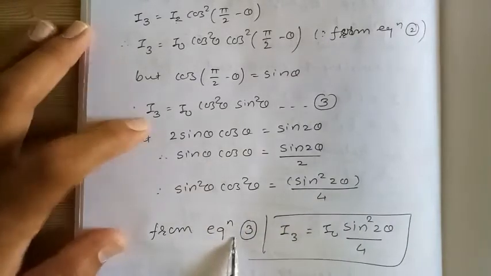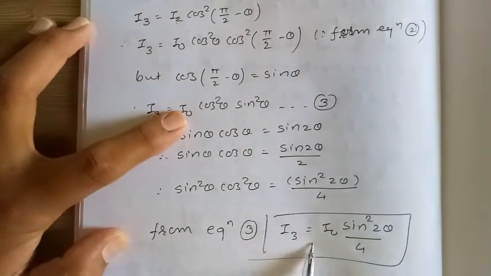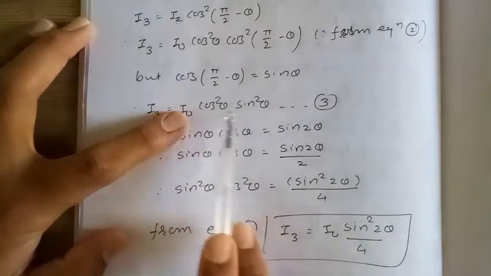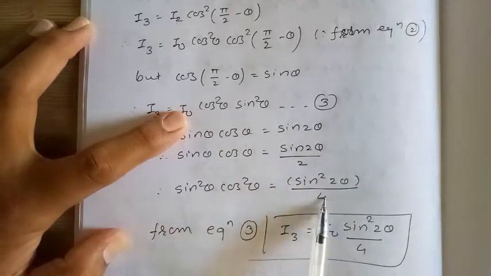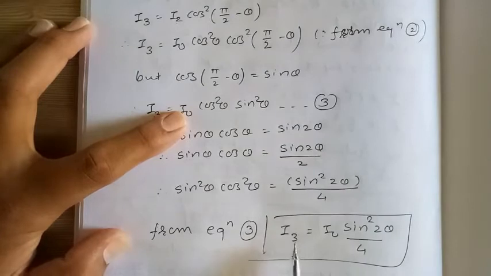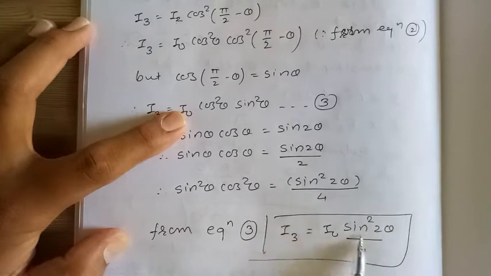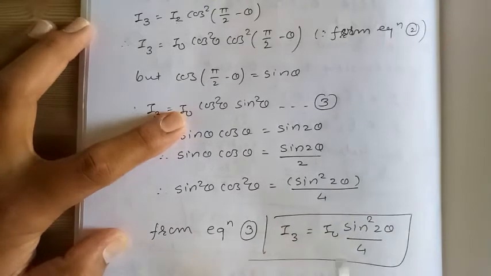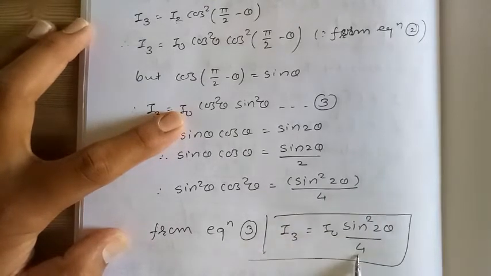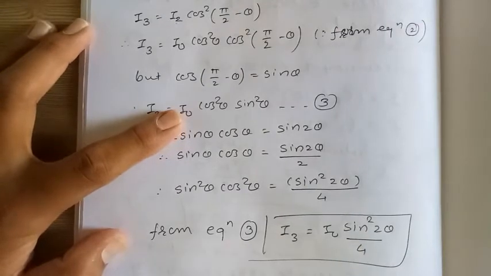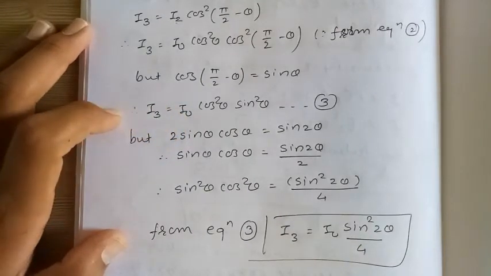So from equation 3, I3 is equals to I0 times the value of sin square theta cos square theta, which is sin square 2 theta by 4. So the intensity I3 is equals to I0 sin square 2 theta by 4, or I3 is equals to I0 by 4 into sin square 2 theta, as you wish. Okay.